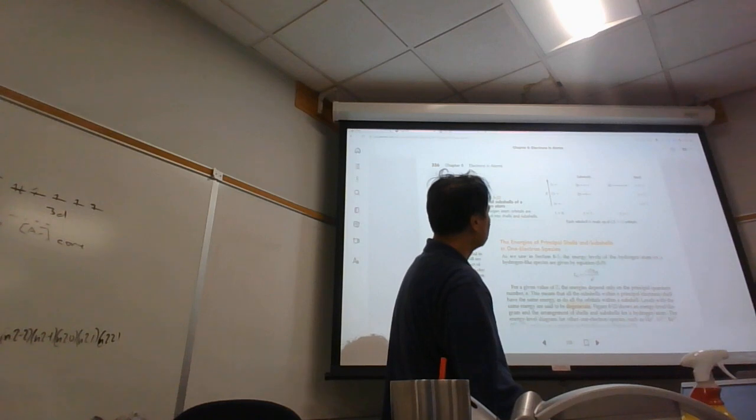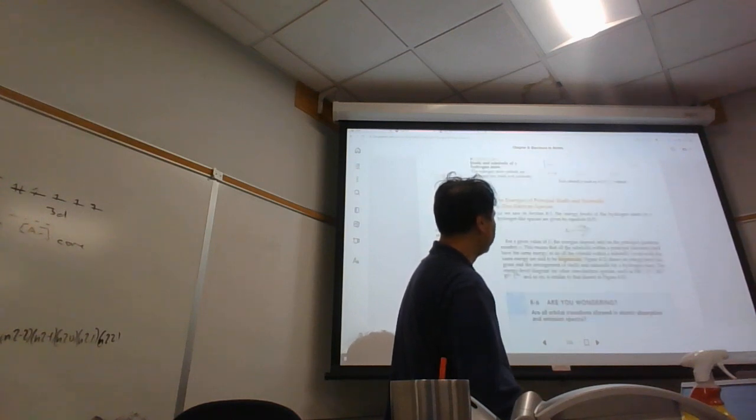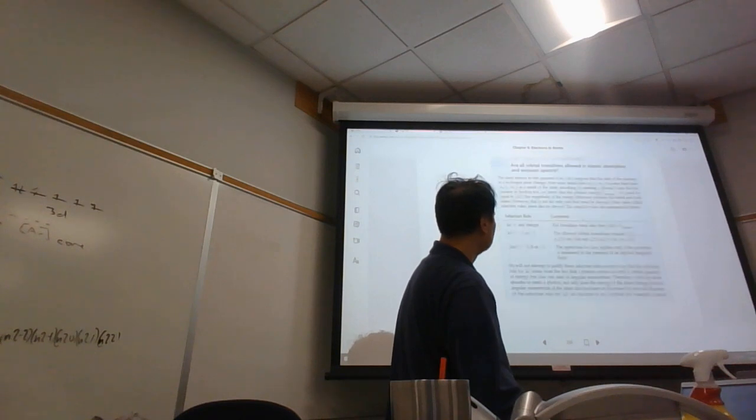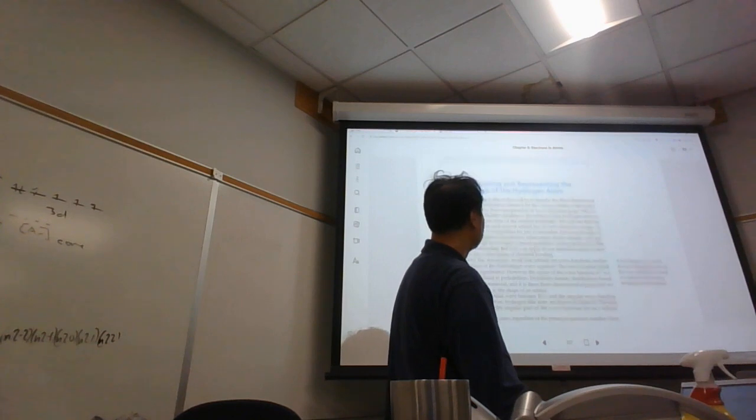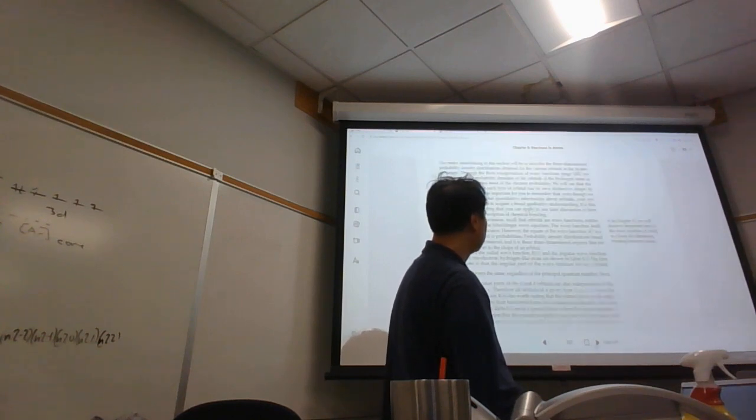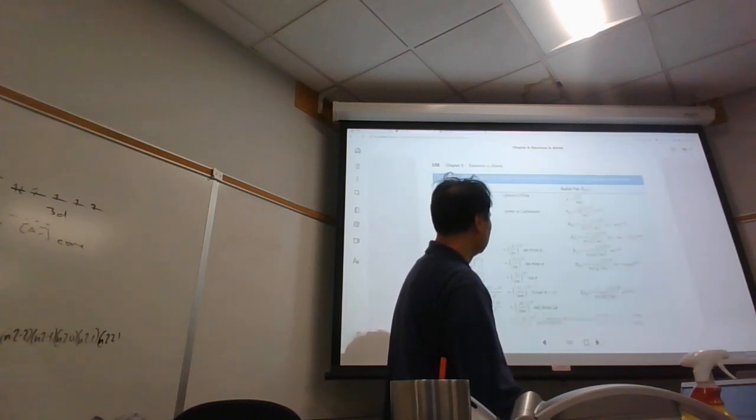So this is a single electron energy level diagram. For a single electron, the energy only depends on n, not l. So if we have two different l's, l equals 0 and l equals 1, they have the same energy. It's because there's no shielding. And so for multi-electron, we have to look at shielding. So this next part is going to look at shielding here above.